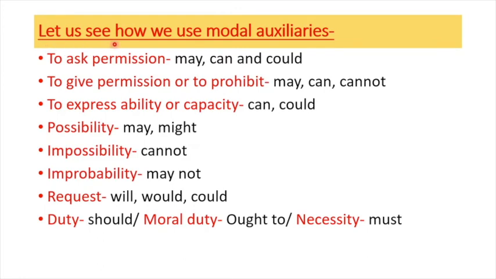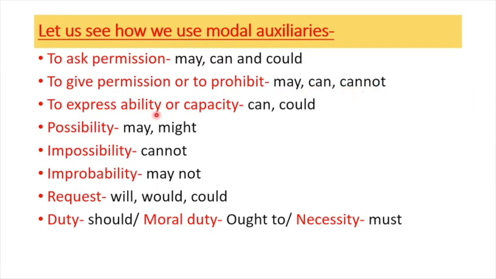Now students, let us see how we use modal auxiliaries in different situations. To ask permission, we use may, can, and could. May in formal situations, can in less formal or informal situations, and could where you are hesitant in asking permission. To give permission or to prohibit. Prohibit means not to allow somebody to do something. You use may, can, and cannot. You may go now, you can go now, you cannot go.